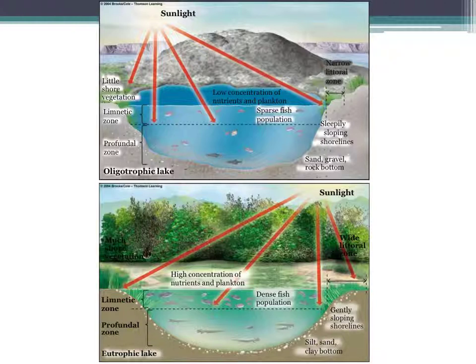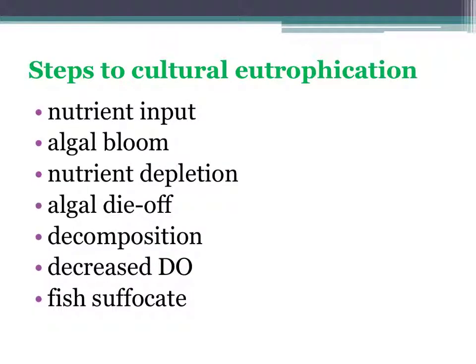Tend to be a little bit deeper, but tend to be very clean because the nutrients aren't rushing off into there. They tend to be pretty new also. And the eutrophic lake, you can see on the bottom, very high concentration of nutrients and plankton. A lot of fish population because quite honestly there's a lot of food, but we can get a fish kill because of the eutrophication. Here are the steps of cultural eutrophication you need to know.